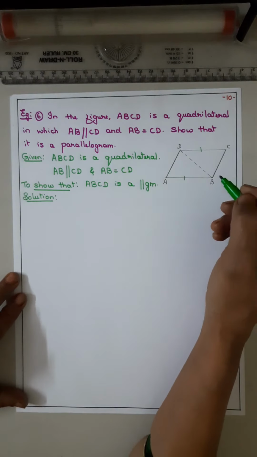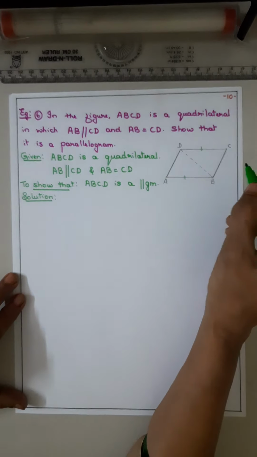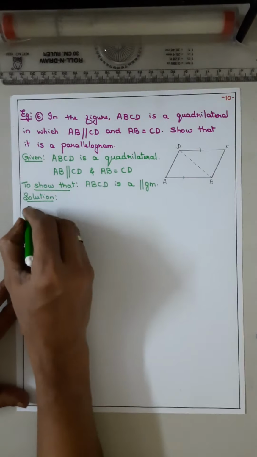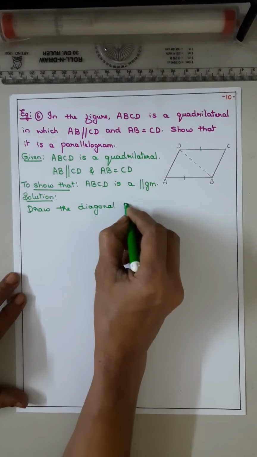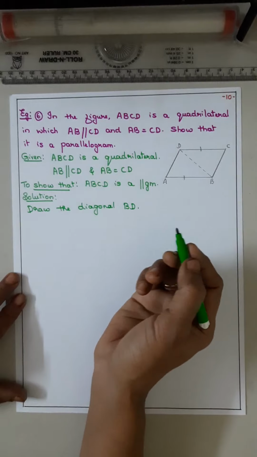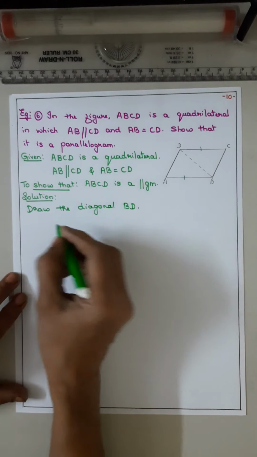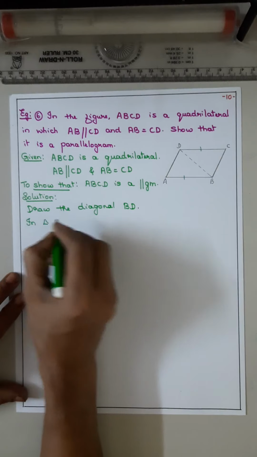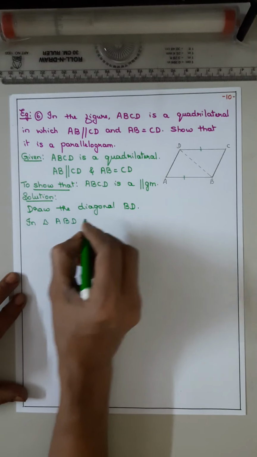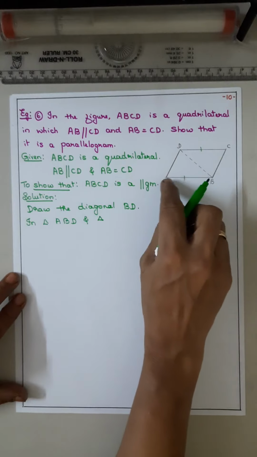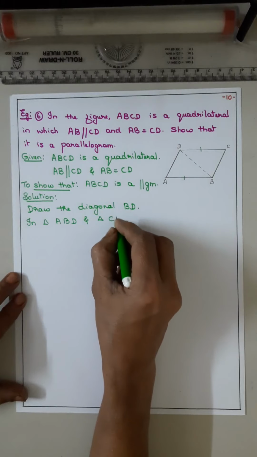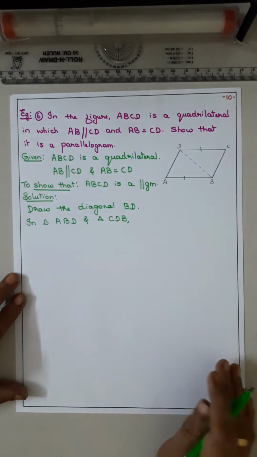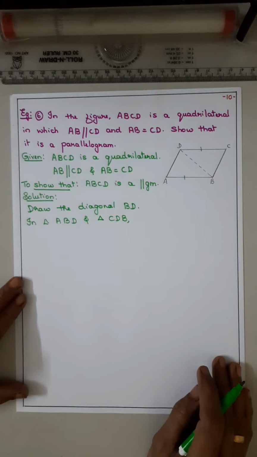So, solution for that. First write: ABCD is a quadrilateral, AB is parallel to CD and AB is equal to CD, and show that ABCD is a parallelogram. So for that, first you do what? Draw the diagonal BD. Now you got two triangles, isn't it? So in triangle ABD and triangle CDB. Remember triangle congruence, isn't it?